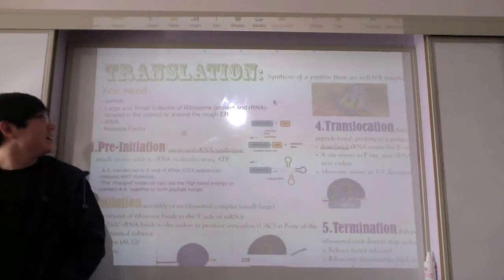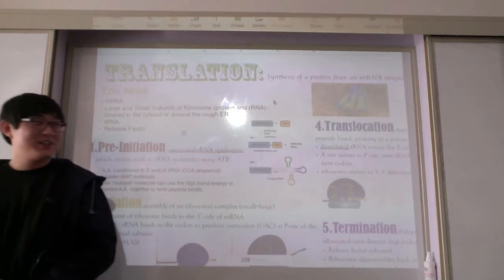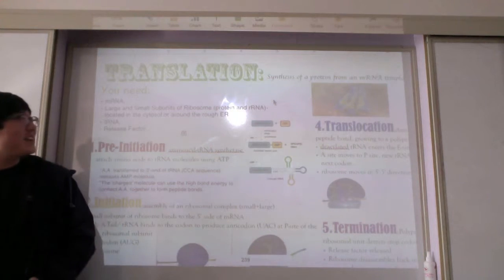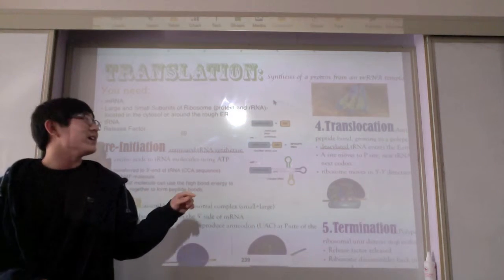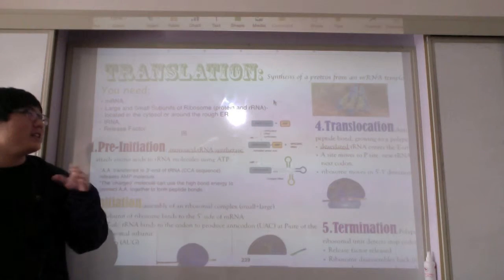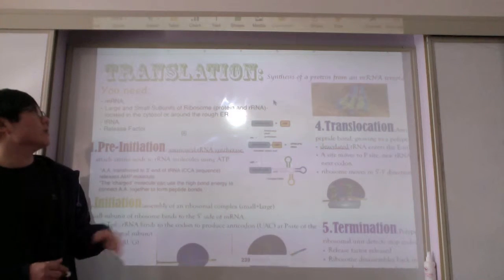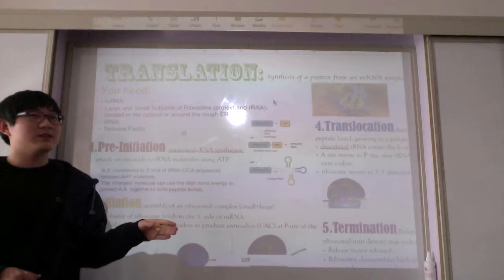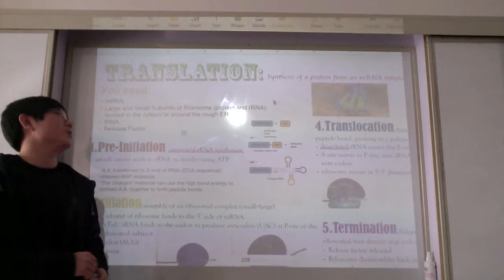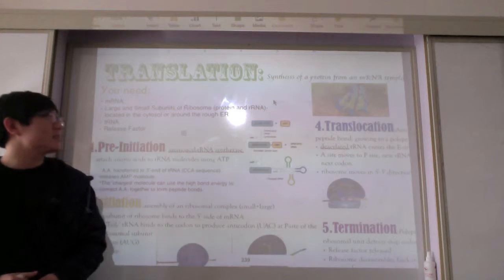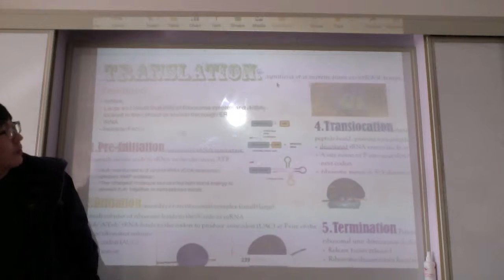Hello again. Today I'm going to talk about translation. So once DNA is transcribed in the nucleus, the mRNA is then released out of the nucleus into the cytosol, and then translation happens when mRNA is combined with ribosome to produce necessary proteins. So translation is the synthesis of a protein from an mRNA template.